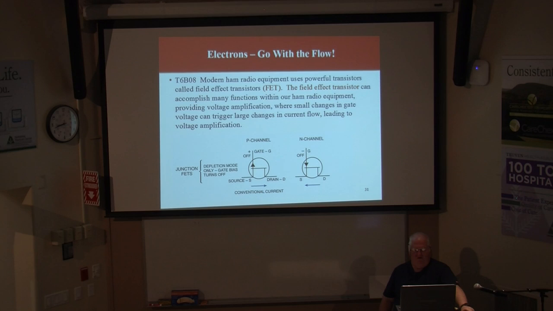Modern ham radio equipment uses powerful transistors called field effect transistors, FETs. Field effect transistors can accomplish many functions within our ham radio equipment, providing voltage amplification where small changes in the gate voltages can trigger large changes in current flow, leading to voltage amplification. All right, and again, they show pictures of some of your transistors, or your FETs, rather.